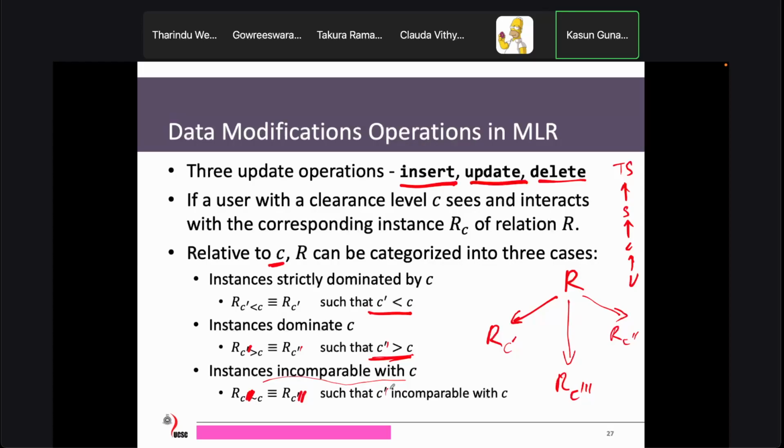C triple dash is incomparable with C. So those are the instances that we can imagine: one instance which is lower than C, one higher than C, and one incomparable.